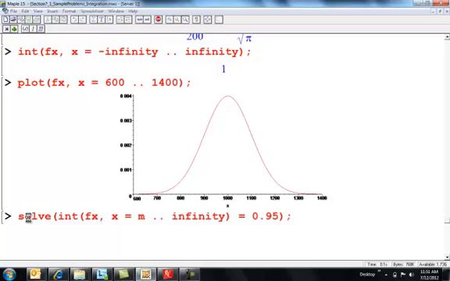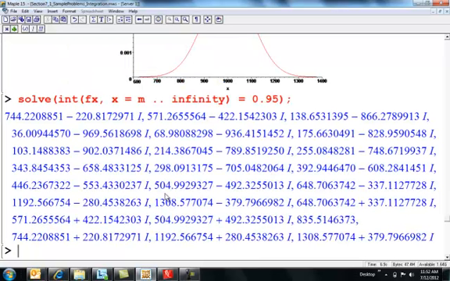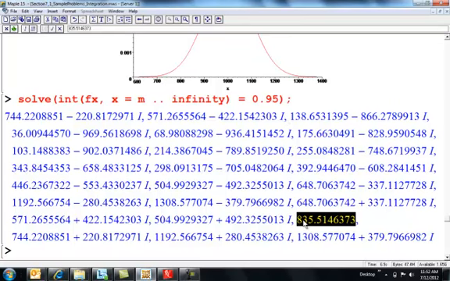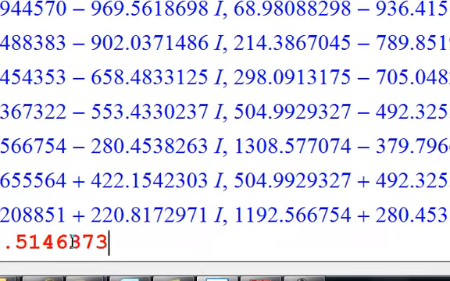Let's see if Maple will deal with this. Maybe I should have said fsolve. It might take a minute, but I'm trying to find that number there. Most of these are imaginary. So there it is, here's my real solution. 95% last more than 835.51. There's only 5% in that tail past there.